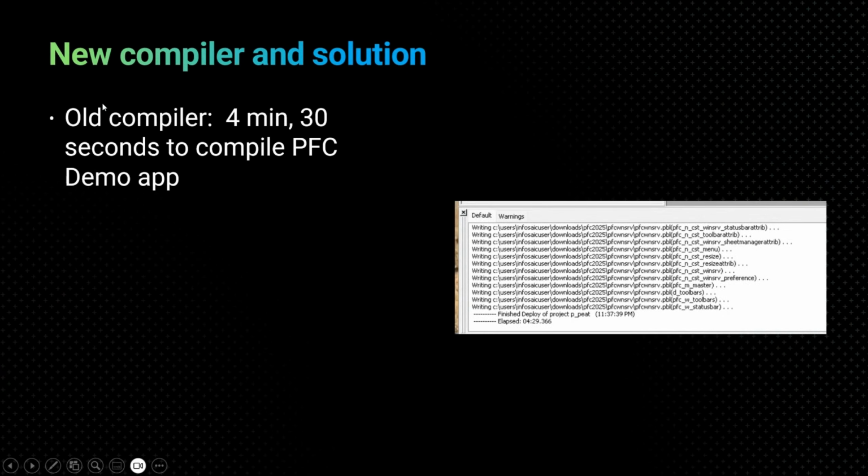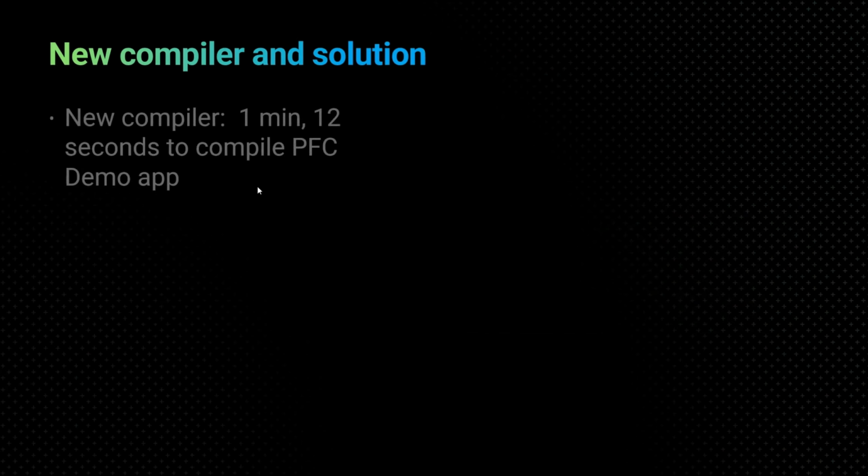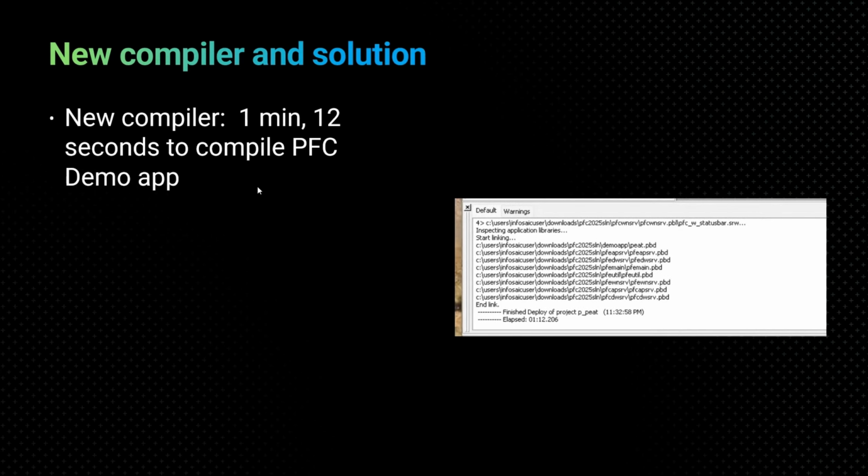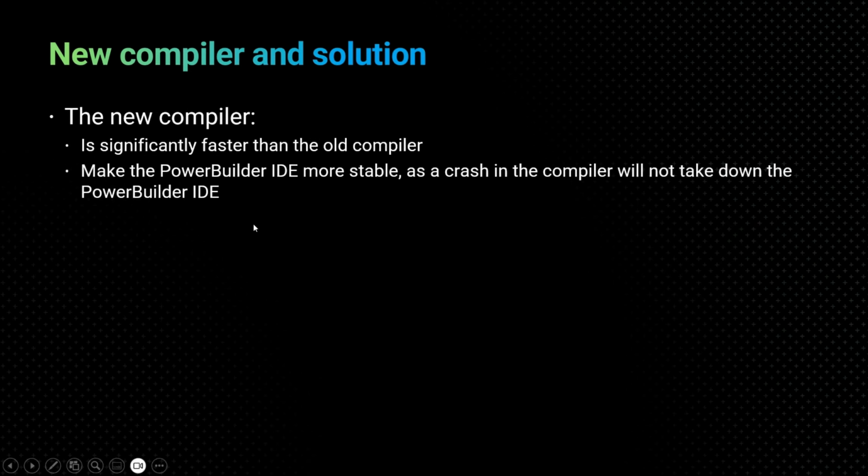So this is, Appeon put out their own list of statistics. What I did is I used the PFC demo app, the PEAT app. So with the old compiler, it took 4 minutes and 30 seconds to do a full build of the PFC demo app. Remember that, 4:30. With the new compiler, 1 minute and 12 seconds. So about 4 times faster, it seems. Your mileage may vary. So the new compiler, it's significantly faster than the old compiler.